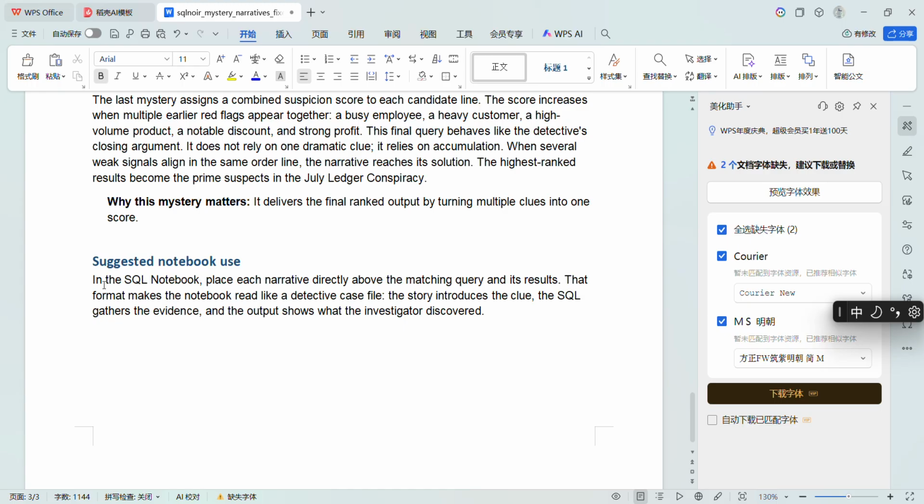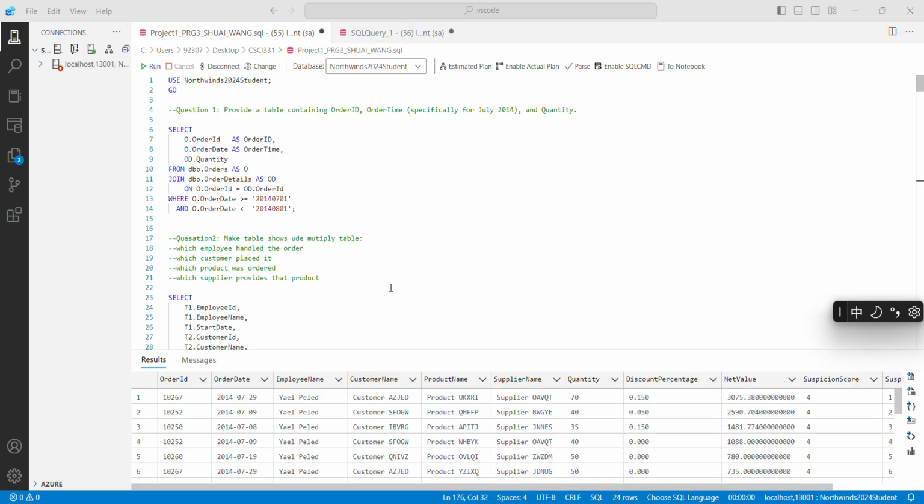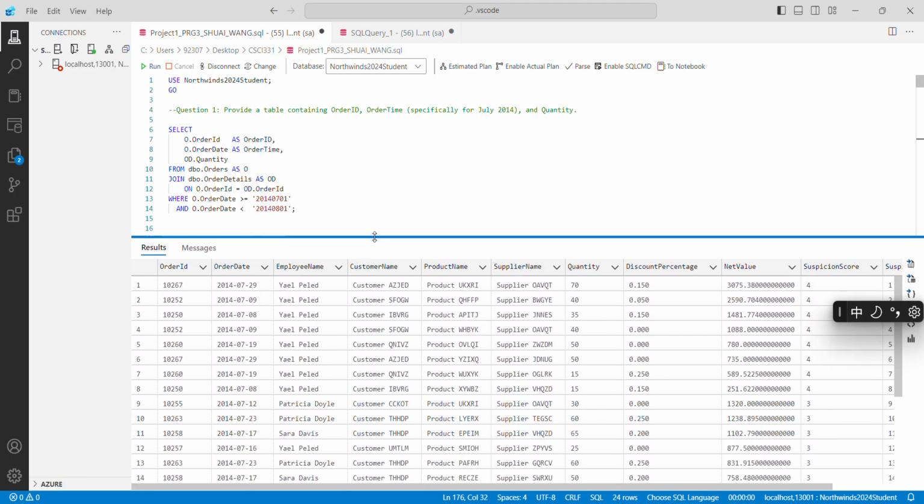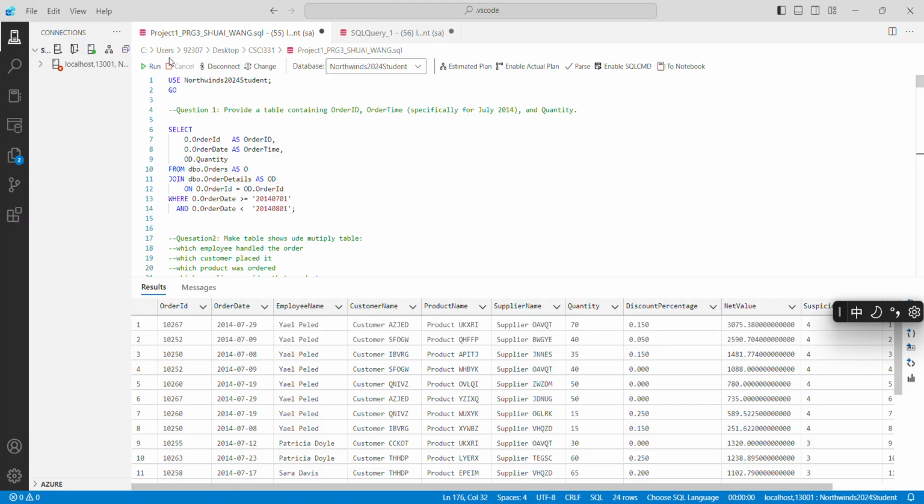Suggested format used in the SQL notebook: place each narrative directly above the matching query and its result. That makes the notebook read like a detective case file. The story introduces the SQL, the query gathers the evidence, and the output shows what the investigator discovered. Okay, let's see my SQL file, the query and its output.